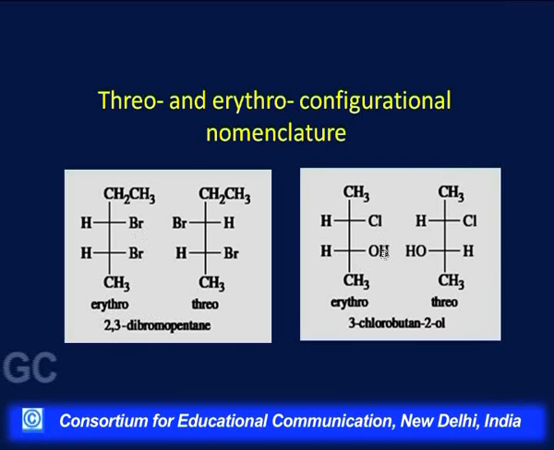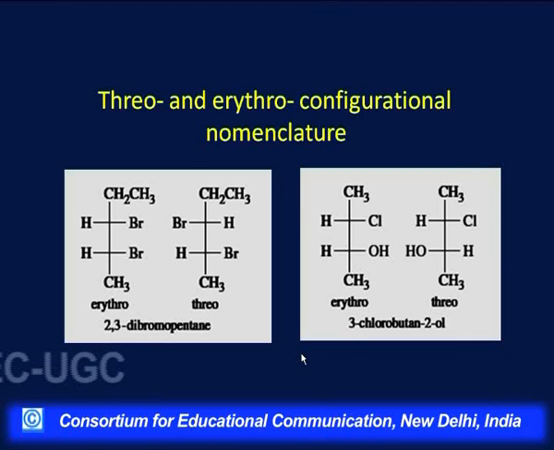Similarly, we can have this example. This is 3-chlorobutan-2-ol. In this case, we find that these hydrogens are common, whereas these methyls are also common. But let us concentrate on these hydrogens when it is written in the Fischer projection. When the 2 hydrogens are on the same side, this is the erythro configuration, erythro isomer, and when these 2 hydrogens are across, this is the threo isomer.